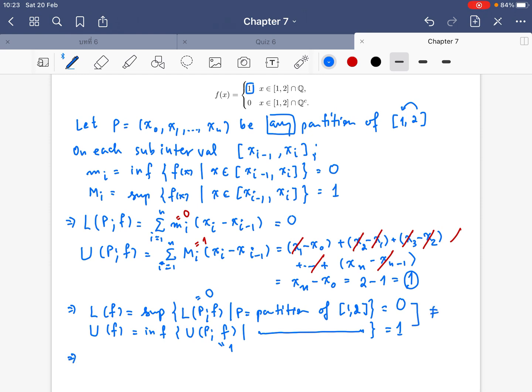So what does this mean? This f is not Riemann integrable. All right.